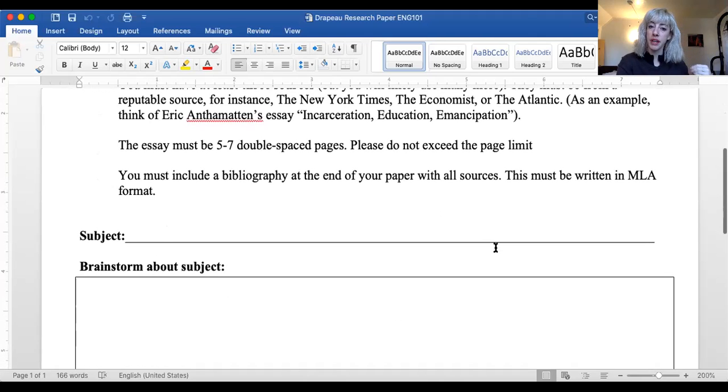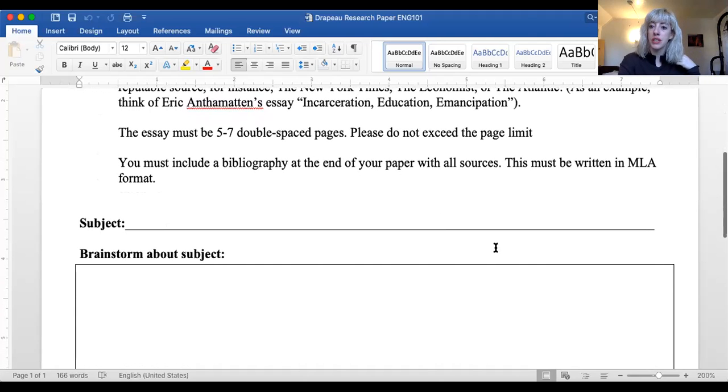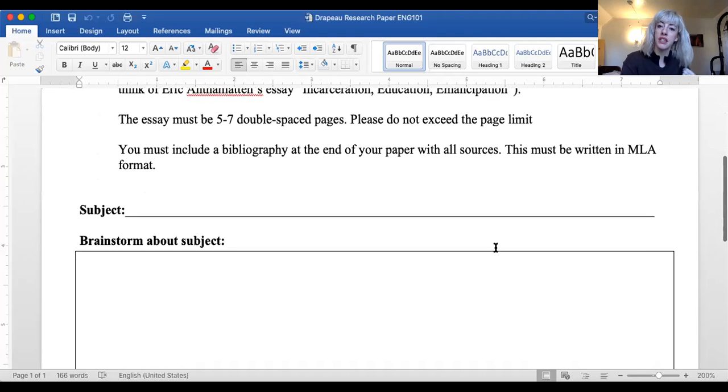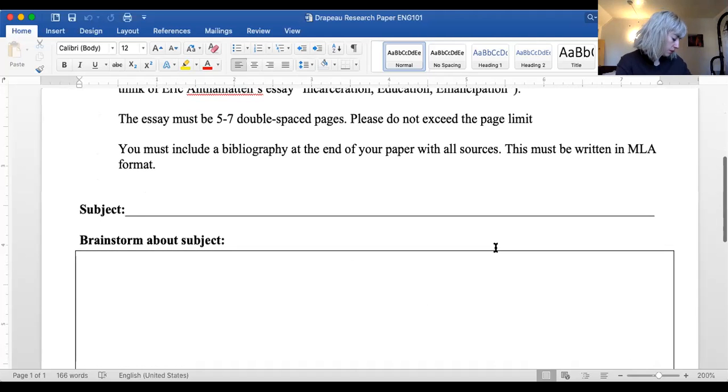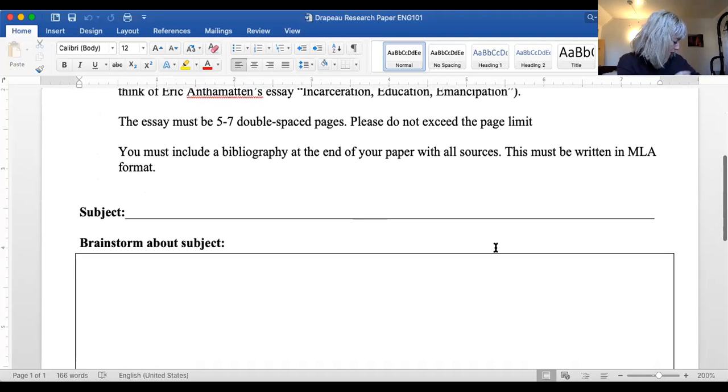You're going to have a bibliography at the end of your paper with all your sources. We'll talk more about this on Saturday as well, and I'll teach you how to do it, including going over MLA format and what that means.